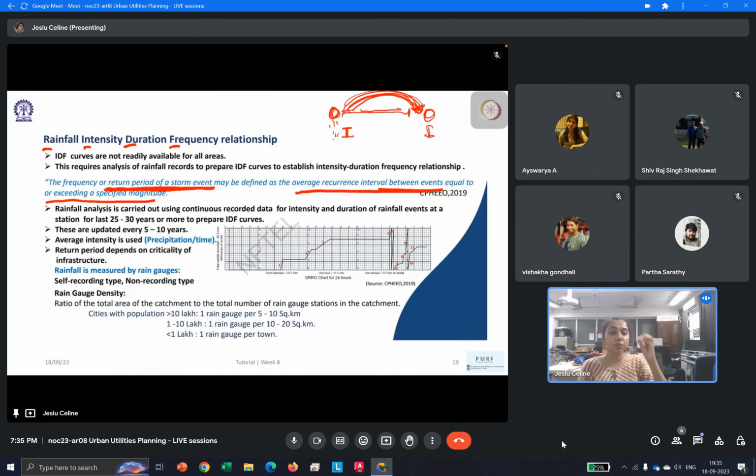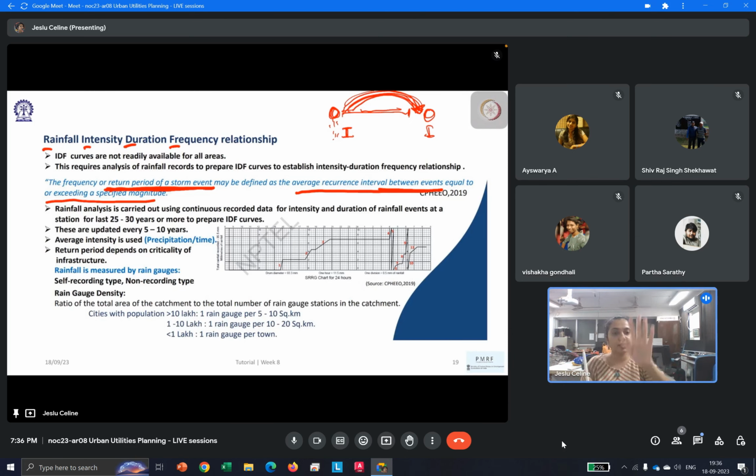Sometimes we fix this frequency. Let's say I want to know, for every 5 years, how much intensity of rainfall has come. In our graph we can make a 5 year return period, 10 year return period, 15 year return period. If that is fixed, then we look at what the intensity and duration were. Sometimes we can keep the intensity fixed, and look at how frequently it has occurred and what the duration of this intensity has been.